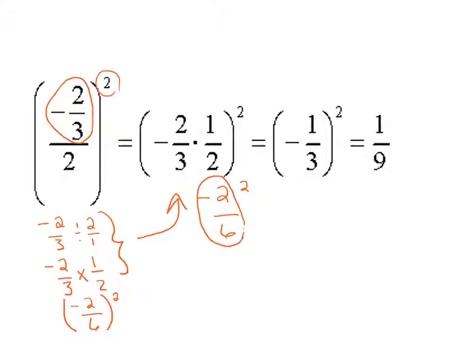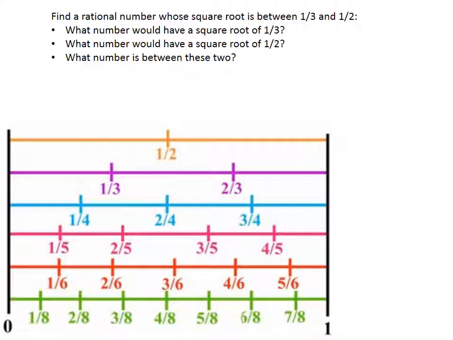Before they even squared it, they reduced 2/6 down to 1/3, and then squared those, and you end up with 1/9. Cool beans. Okay. Finding a rational number whose square root is between those two fractions. 1/3, you can see 1/3 is right here. And 1/2.